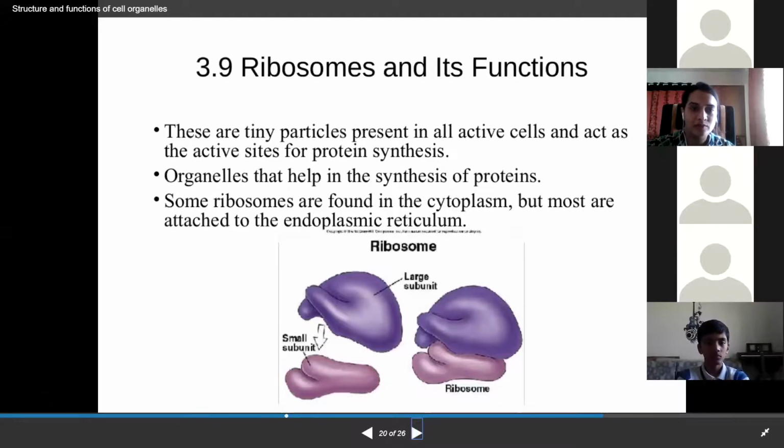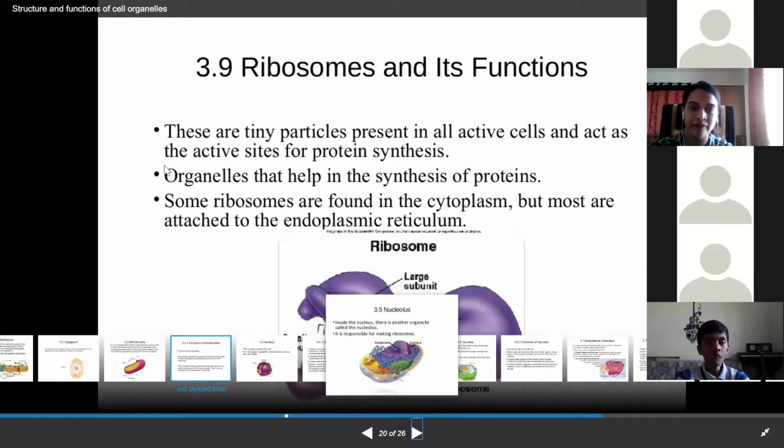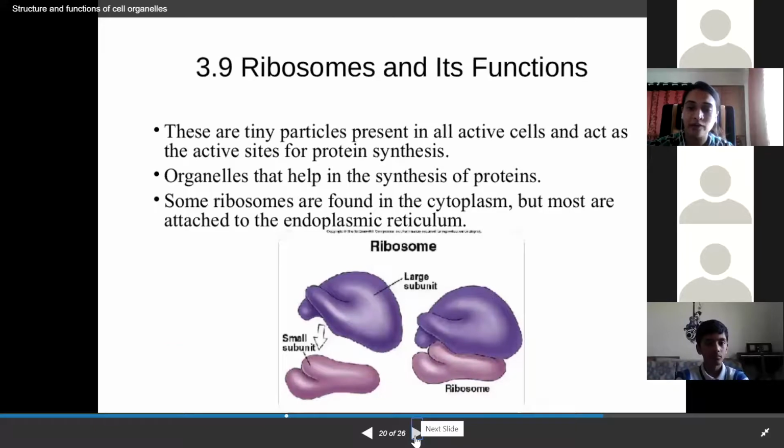Now, what are ribosomes? We kept hearing about this organelle, ribosomes. Like I already told you, these are very tiny rounded particles which are active sites for protein synthesis. They manufacture protein. They are found scattered in the cytoplasm, and some of them are also found embedded on the walls of the endoplasmic reticulum. That's how endoplasmic reticulum is called a rough endoplasmic reticulum if it has the ribosomes attached to its walls.